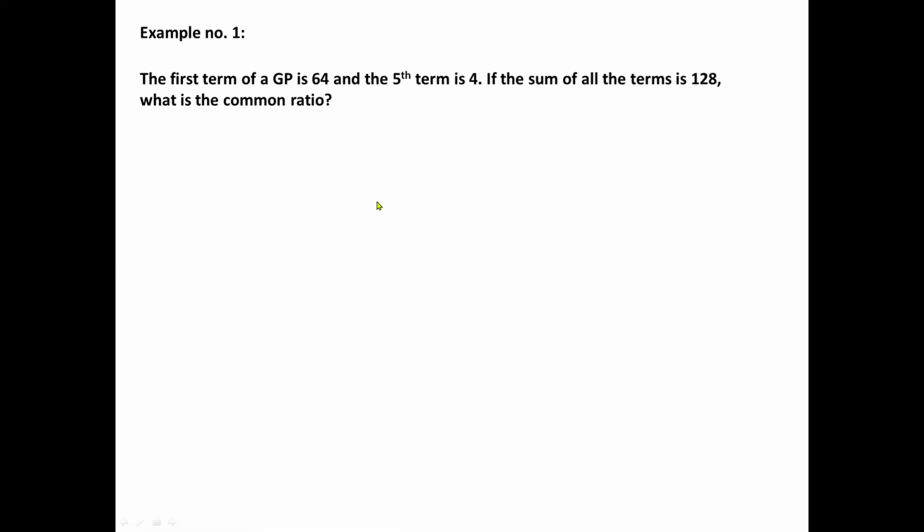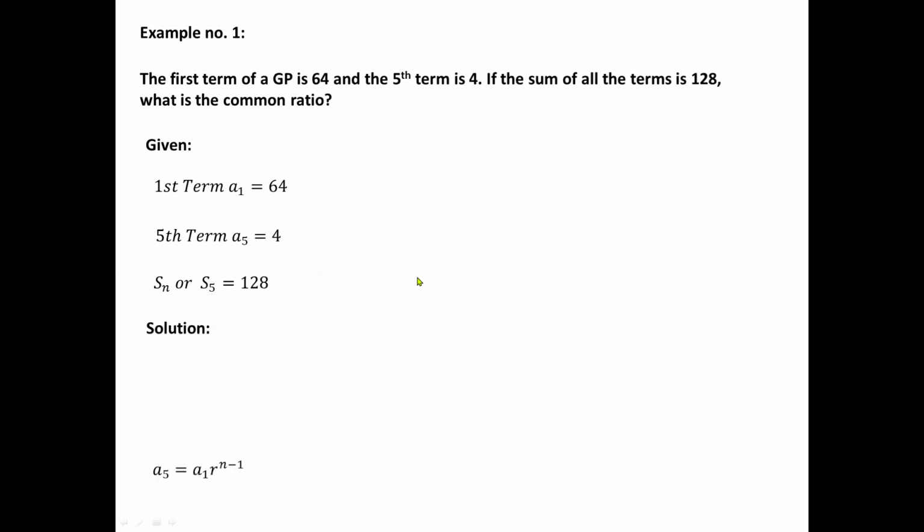Now, if the sum of all the terms is 128, what is then the common ratio? Ang sum daw ng lahat ng term na meron tayo, 128. Okay, so let us see if we can solve the problem. Given, first term A sub 1 is 64. Fifth term A sub 5 is equal to 4. S sub n or S sub 5 is equal to 128. So pinapaanap ang R, ang common ratio.